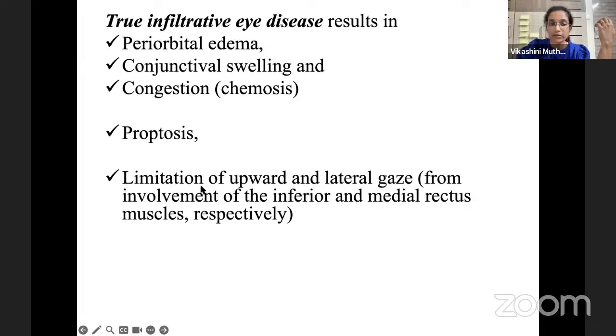As a result of which, there will be limitation in the upward and lateral gaze. That is, the inferior rectus muscle is being involved, so that causes spasm. So the upward gaze is limited. Similarly, when the medial rectus muscle is infiltrated, then it limits the gaze laterally. So because of the involvement of the inferior and medial rectus, there is limitation in the superior and the lateral gaze. Got it?